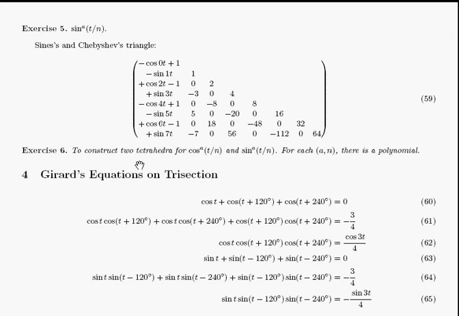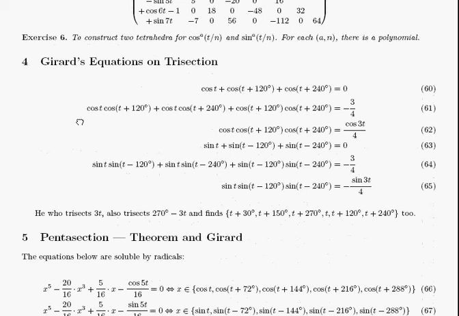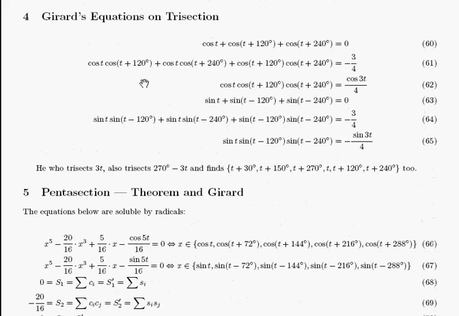The exercise now is to construct two tetrahedra for cosine power to a and sine power to a. For each a and n, there is a polynomial. Here are the equations on trisection. We know that the sum of the roots is 0. The sum of the roots 2 by 2 is minus 3 over 4. The product of the three roots is cosine of 3t over 4. And similarly for the sines.